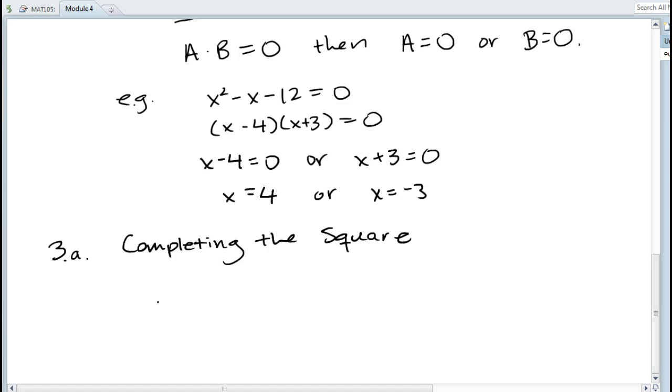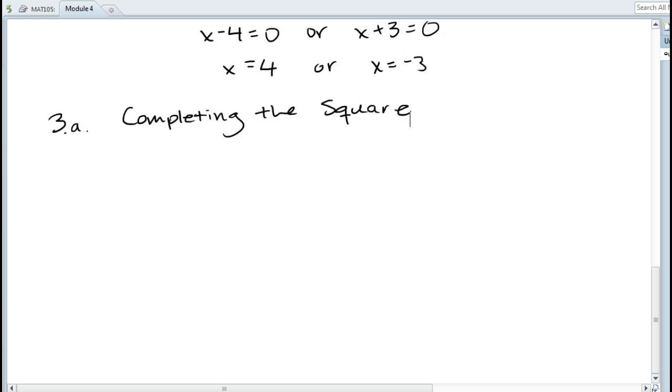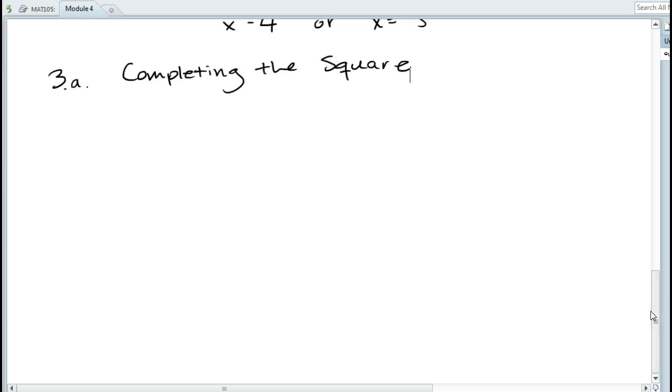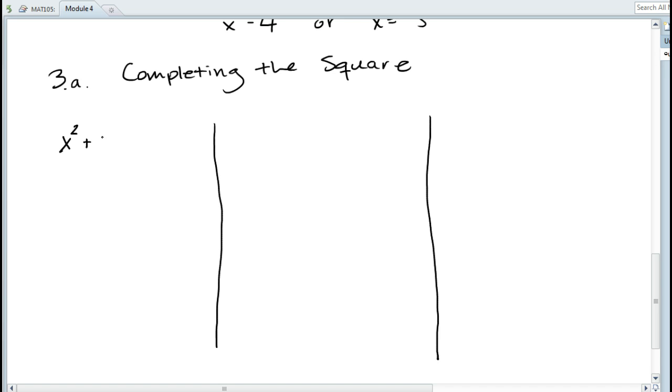So maybe we'll do a couple examples all at once. So this is the completing the square method. We'll try three at the same time. The first example, we'll just try and solve all of these. So let's say we have x squared plus 6x equals 1. And then over here we'll say we have x squared minus 8x equals 3.